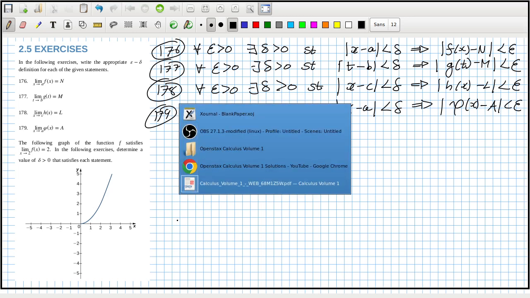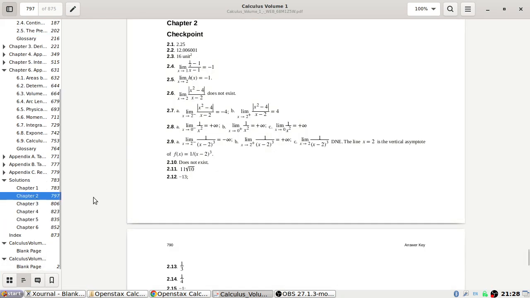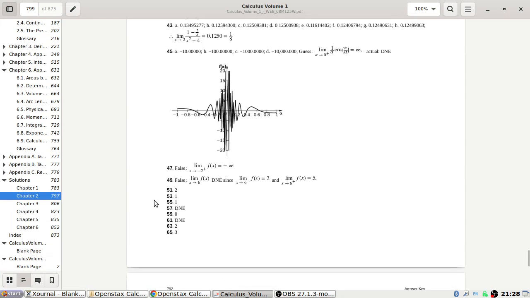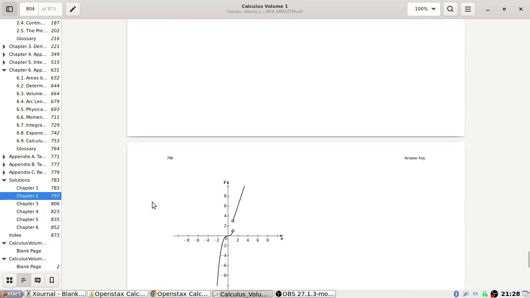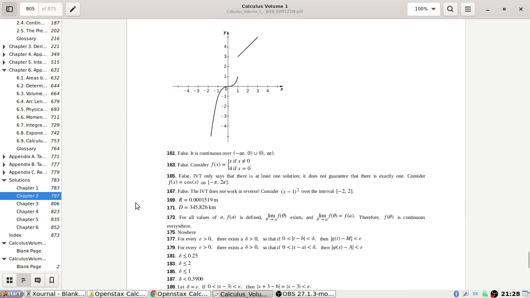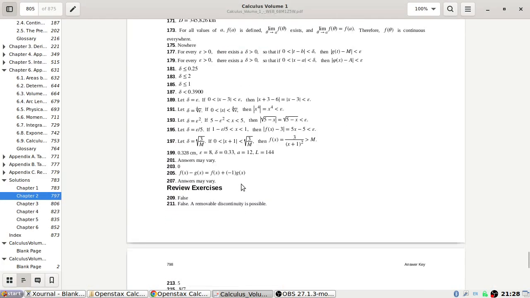Check the answers here. Near the end. Which is 76.